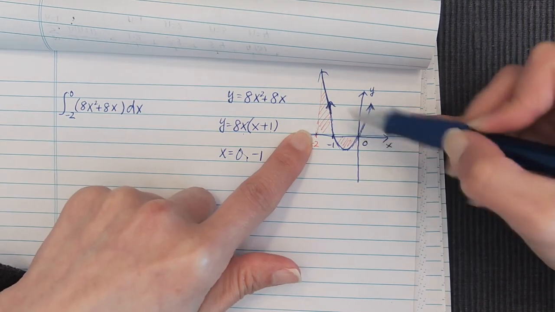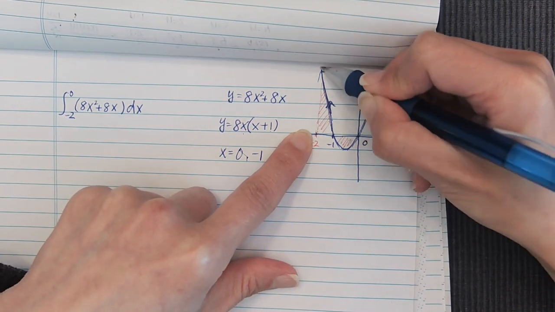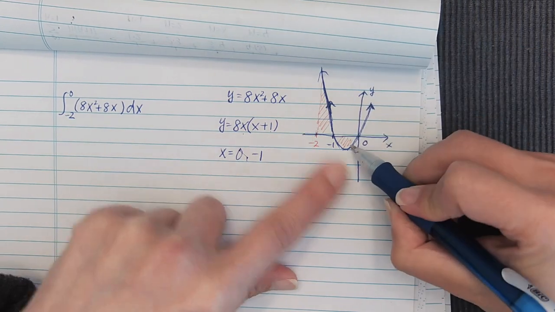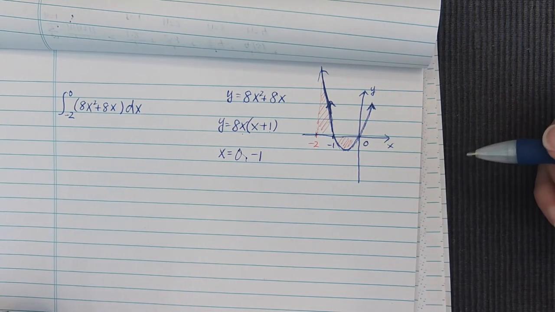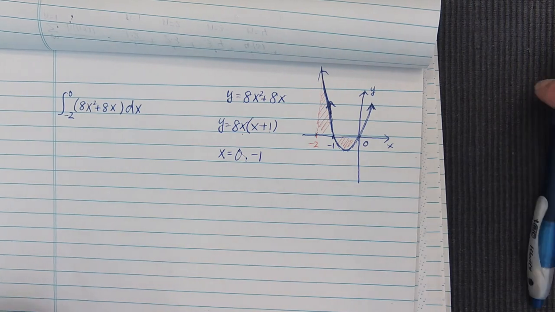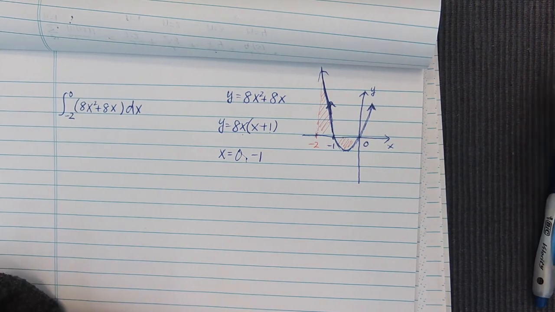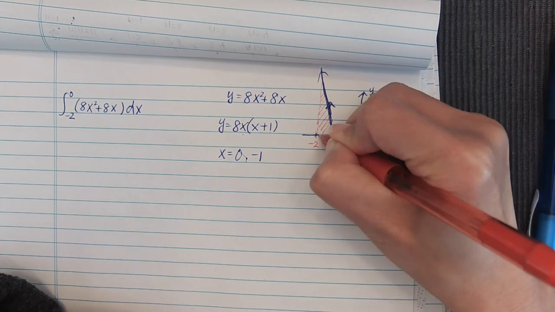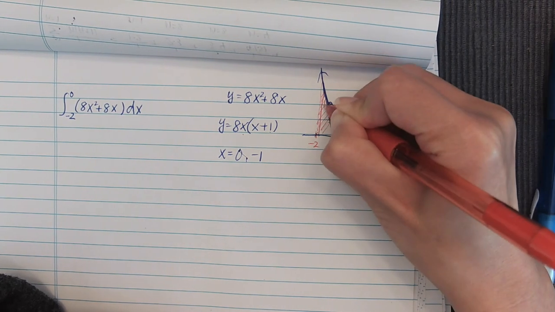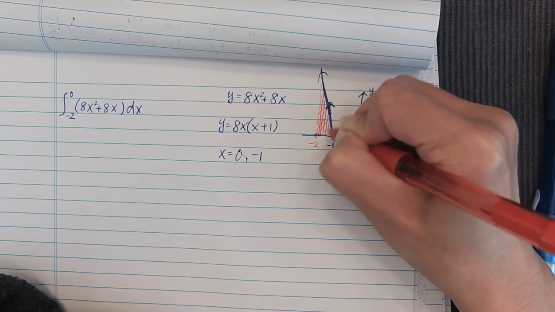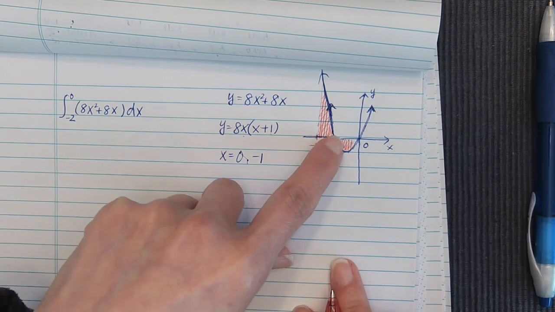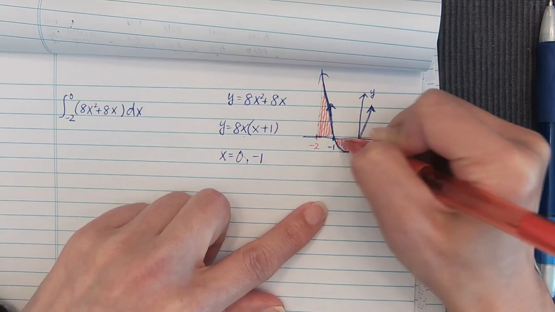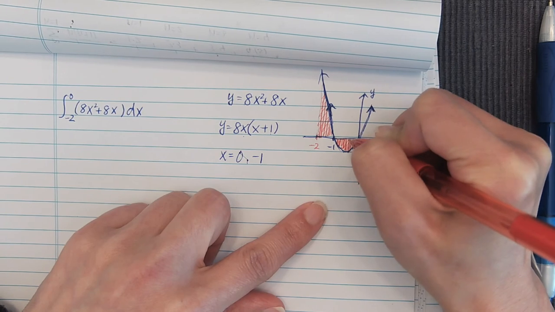But how are we going to find that area? This is just a curve, not a straight line, and this is another negative curve. So we can't. Do you remember that? That's why we practice the Riemann sum. A bunch of rectangles, let's add them together. Let's add all the little tiny rectangles.